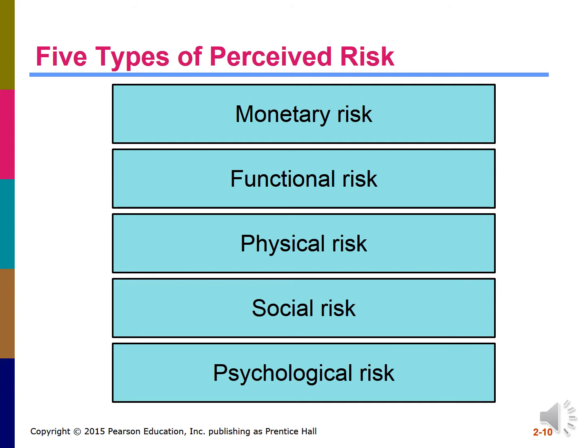Social risk is the risk that the choice will reflect poorly on the consumer and damage his or her self-esteem or confidence. Psychological risk is the risk that one may lose self-respect due to making a bad decision. For instance, expensive luxury goods could cause the consumer to feel extensive guilt.